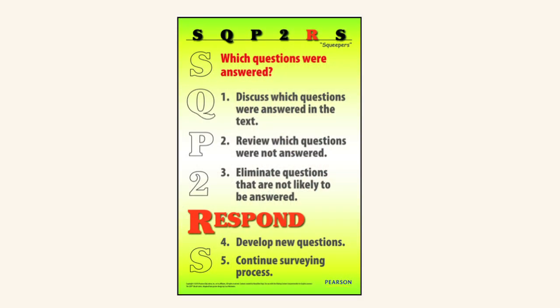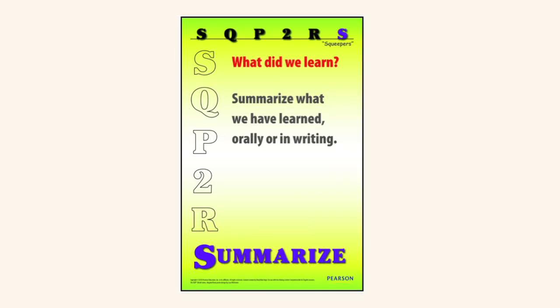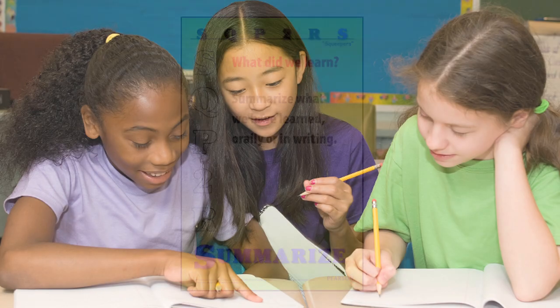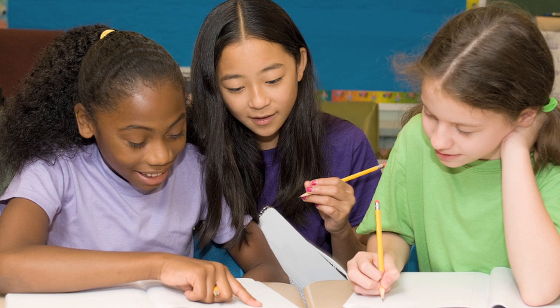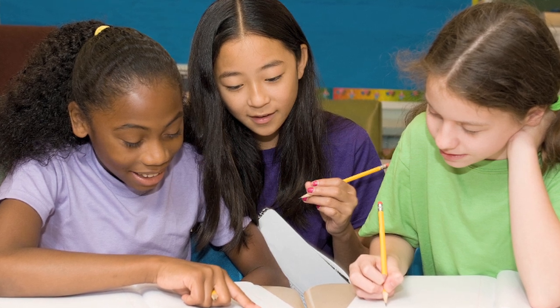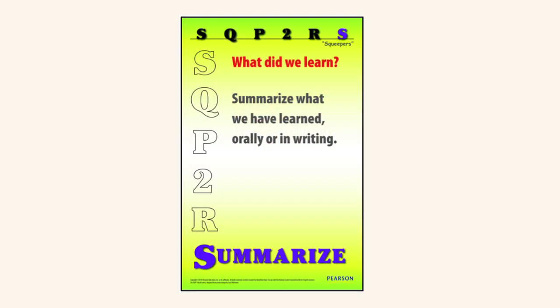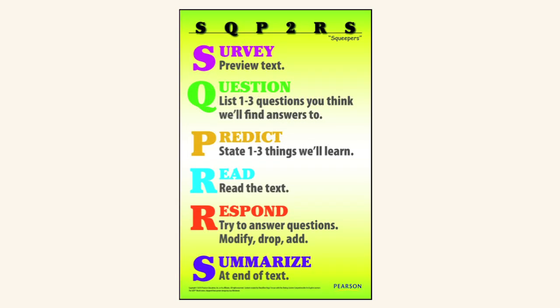The next step is to have the students respond. They can respond to the questions that were generated earlier. They can modify the questions based upon what they've read so far. They may drop some questions because they're no longer relevant. Finally, we want our students to all summarize what was read, either orally or in writing. They can summarize as partners, they can summarize in a group, it can be written on a chart, or you may want students to do an oral summary by themselves to ensure that you have individual accountability at this point. So in a nutshell, that's Squeepers.